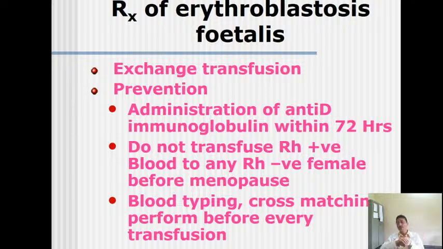Now what do you do for prevention? Prevention is, when you know that there is an Rh negative mother, as soon as the child is born, you get a blood grouping of the newborn done, and if you find that the newborn is Rh positive, you give anti-D immunoglobulins within 72 hours.